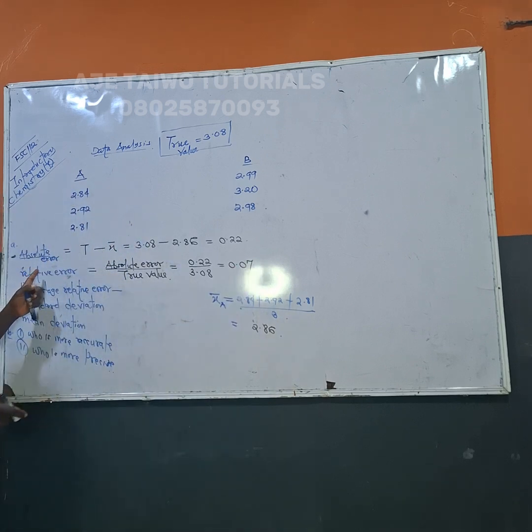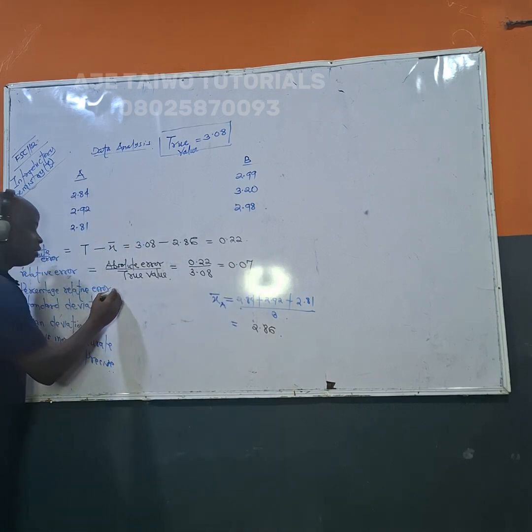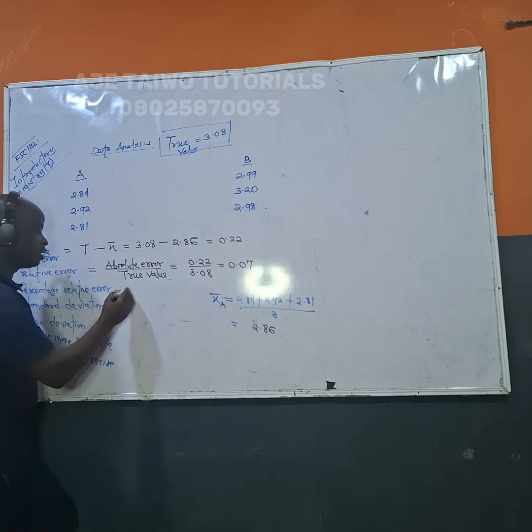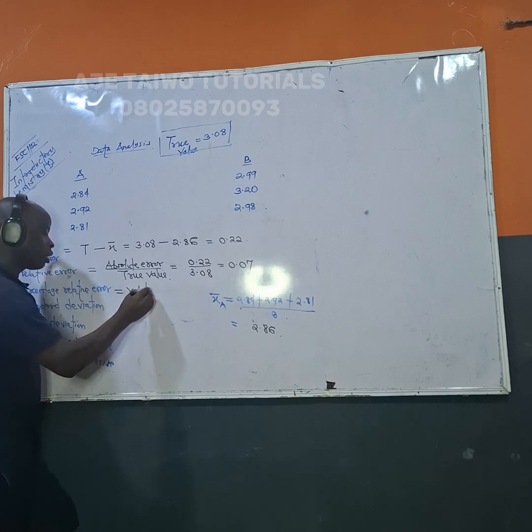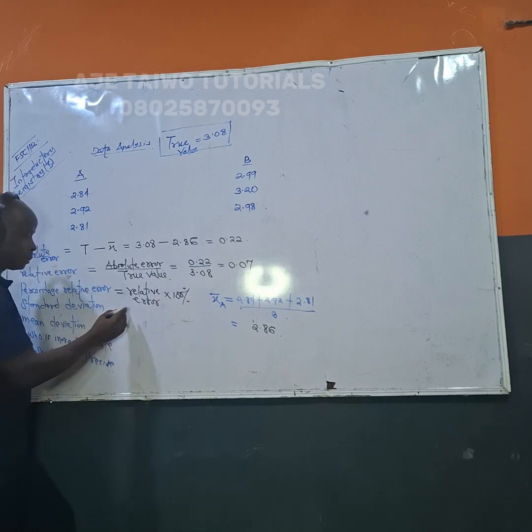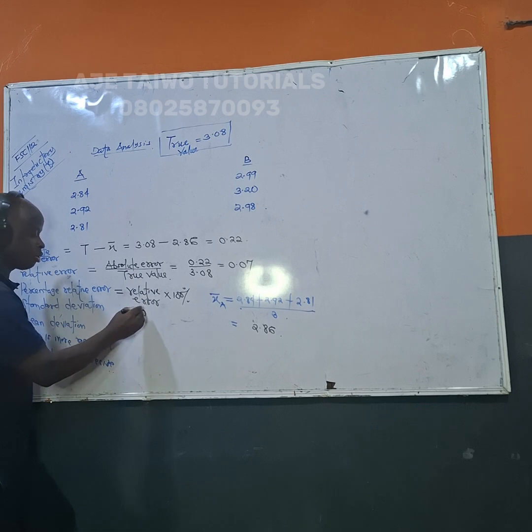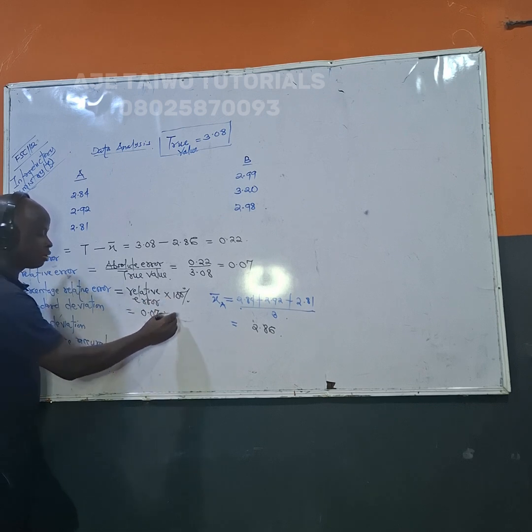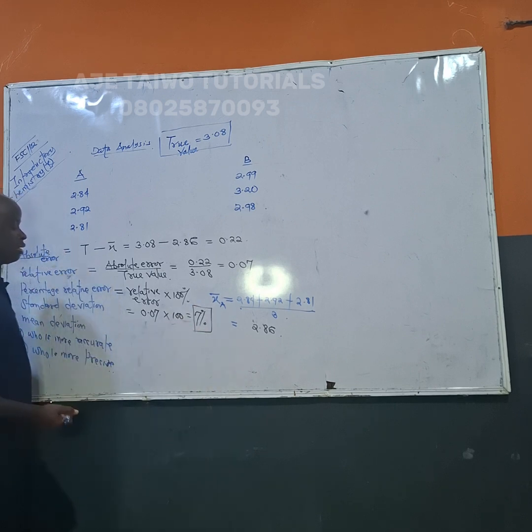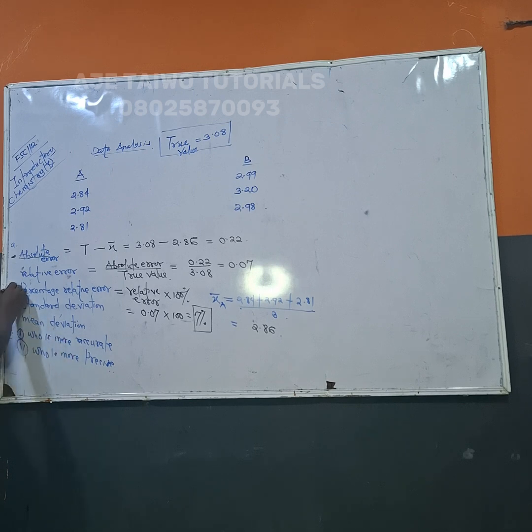That's the relative error. Percentage relative error is simply relative error times 100%. That's percentage relative error. Our relative error is 0.07 times 100, and that's what? 7%. That's 7%. Your mean deviation, you have done this.